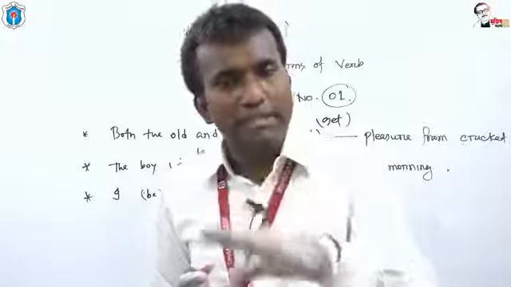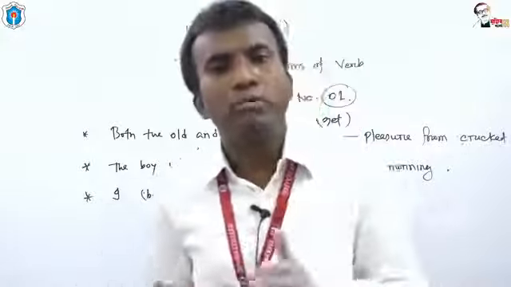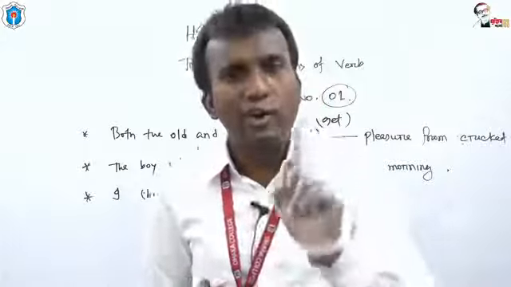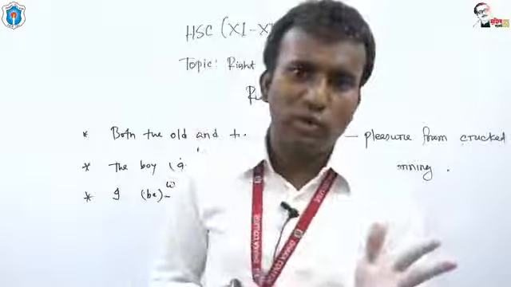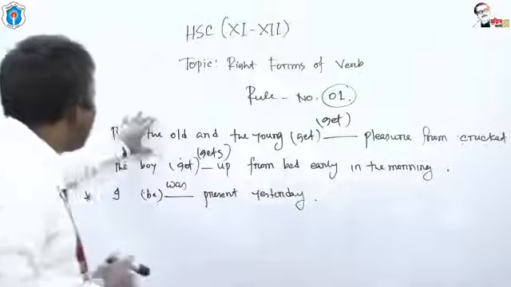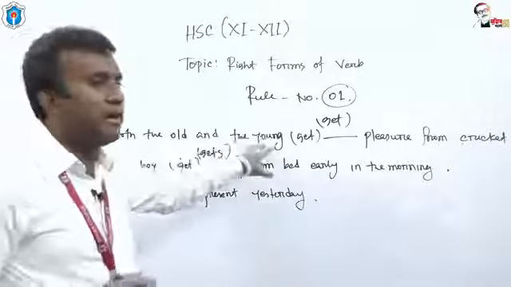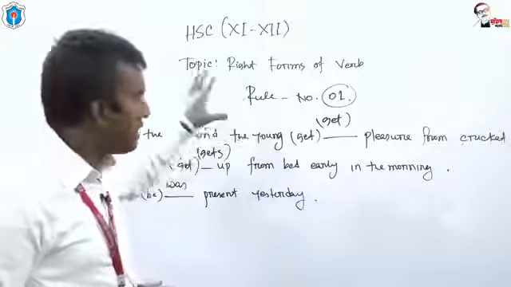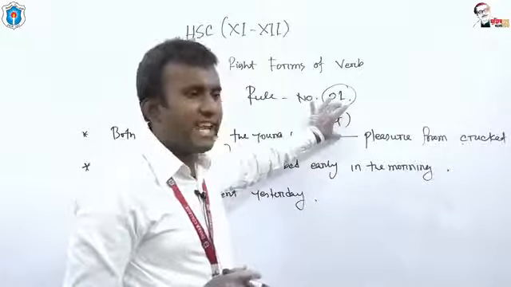Okay. If the subject is singular, verb will be singular. If the subject is plural, verb will be plural. This is our rule number 1. Okay. Here, the first sentence has the subject the old and the young. This is a plural subject. That's why we need to use plural verb. Okay. It would be get.